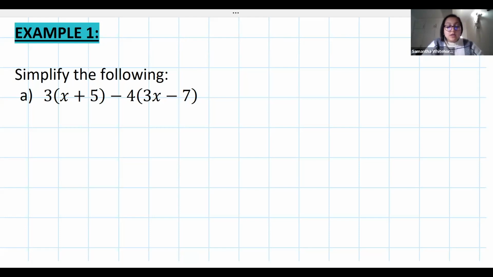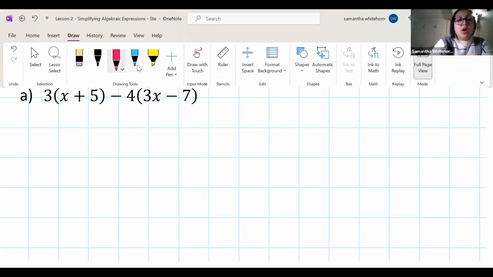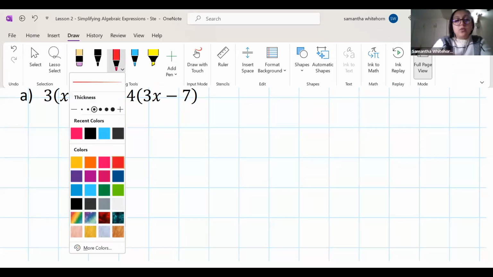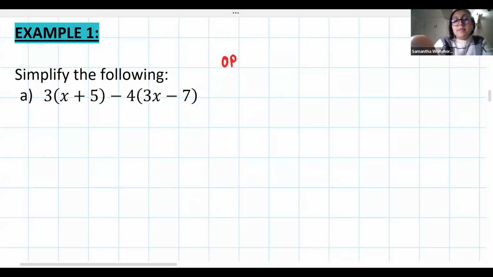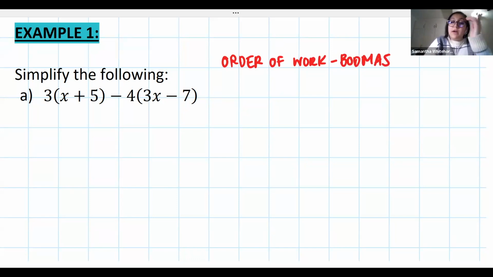So when we now start to increase the complexity of our algebraic expressions and simplifying them, what we need to remember is that we need to be careful and mindful of our order of work. When I say order of work, what I mean is BODMAS. Whether I say order of work or BODMAS doesn't really matter. But you have to be very, very careful that you are doing all of your simplification in the correct order. Because if you don't, it means that you are just talking absolute nonsense and you are not simplifying correctly.